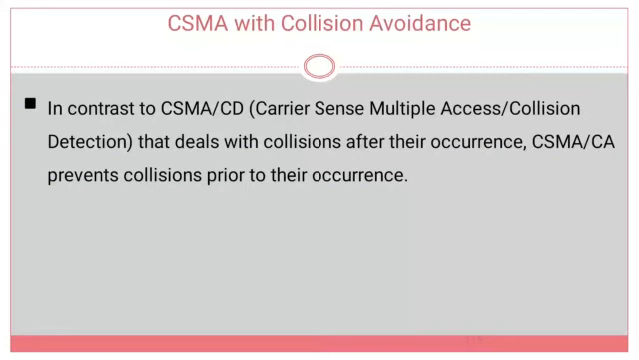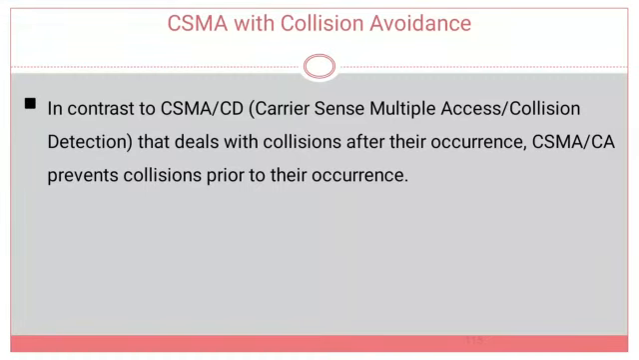Hello everyone, today's topic is CSMA with collision avoidance. CSMA with collision avoidance is used to reduce the collisions when two or more stations want to transmit data at the same time in the data link layer. In contrast to CSMA/CD, which deals with collisions after their occurrence, CSMA/CA prevents collisions prior to their occurrence.